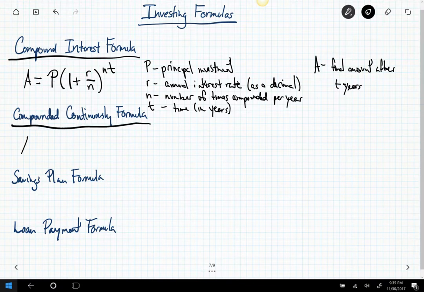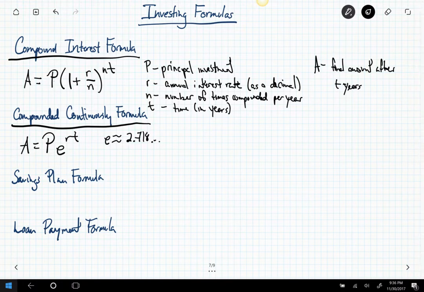So compounded continuously, similar manner, you have A equals Pe^(rt). r, t, P, and A all stand for the same thing. And what is e? It's a number. So just like when you think pi is 3.14159, e is 2.718, so on and so forth, and you can go so on and so forth. But you have a number in your calculator that does it for you. So keep that in mind.